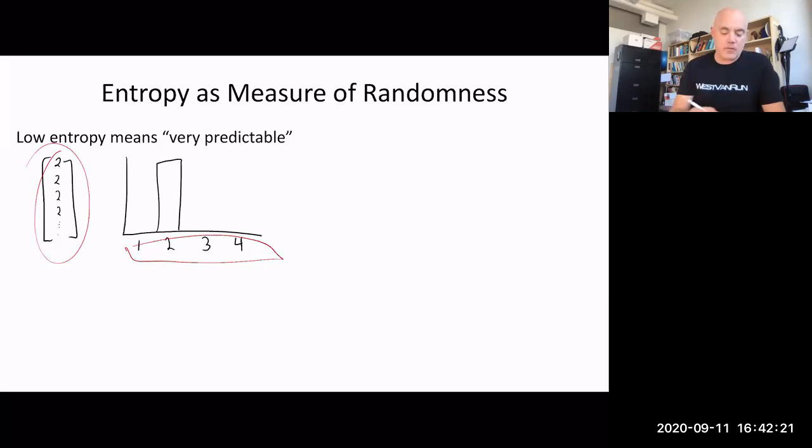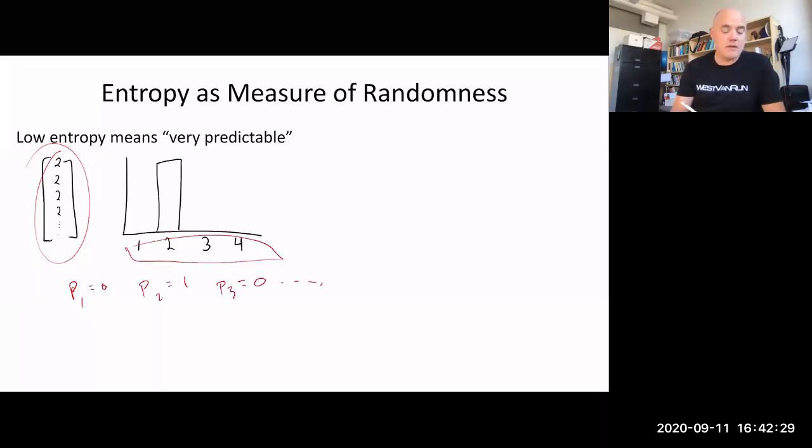If we compute the relative proportions, p of 1 is 0, p of 2 equals 1, p of 3 equals 0, and so on and so forth, then we can see that this is a 0 entropy distribution. It's the lowest entropy you can have.